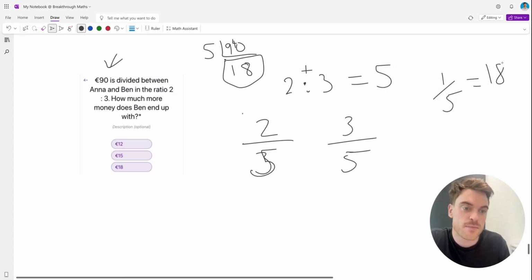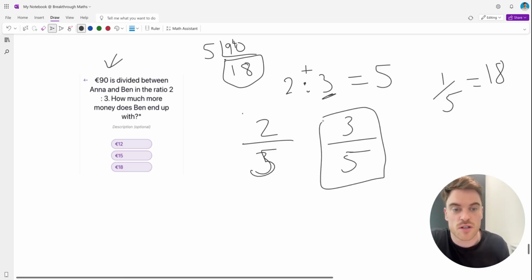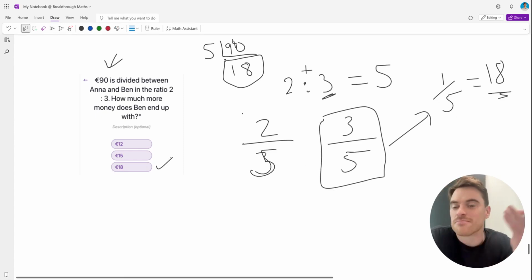Ben actually gets 3 over 5, so he gets 1/5 more. 1/5 more is 18. The answer is going to be 18 euro. That's the answer. I know, easy when I do it. But you break it into fractions, and that's how you work it from there. All right?